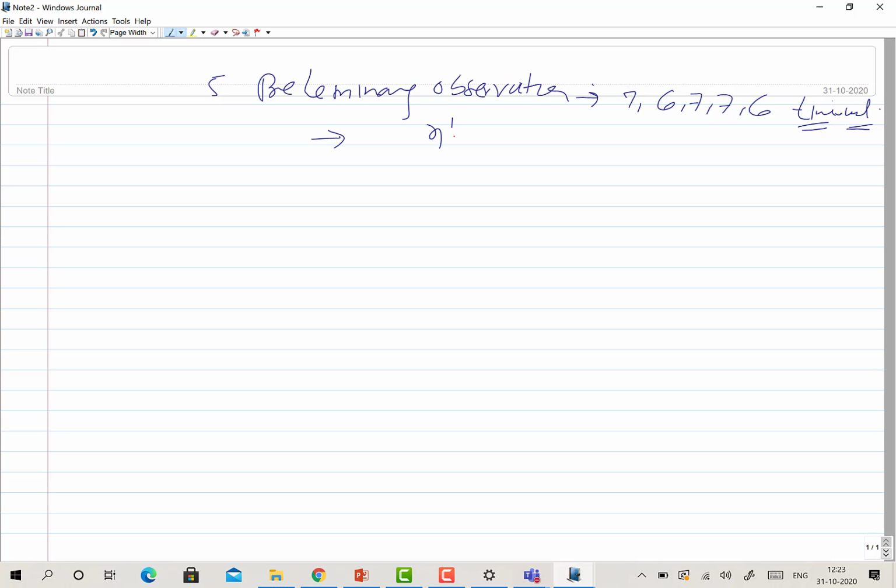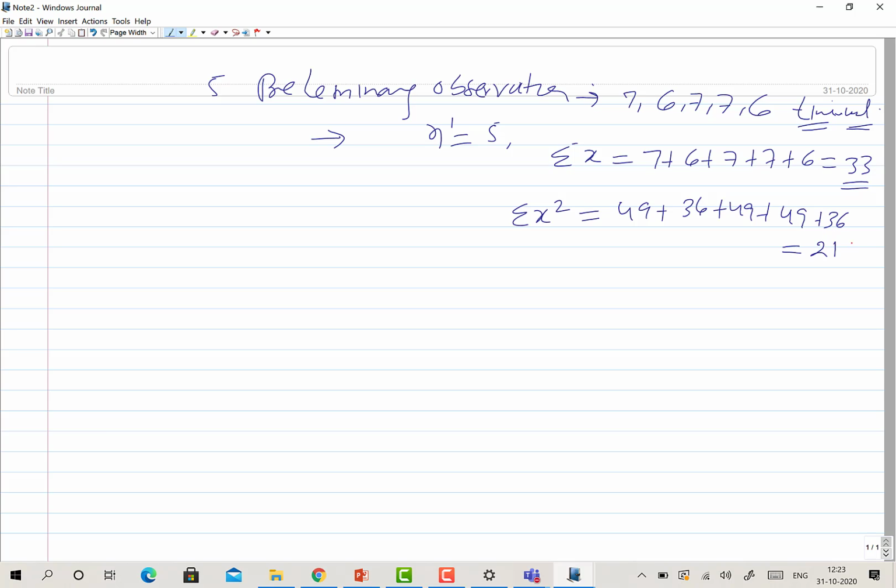So here n dash, the initial number of observations, is 5. Then the sum of all these individual observations is 7 plus 6 plus 7 plus 7 plus 6, so it will be 33. Then the sum of the squares of all these values, 49 plus 36 plus 49 plus 49 plus 36, will give us 219.